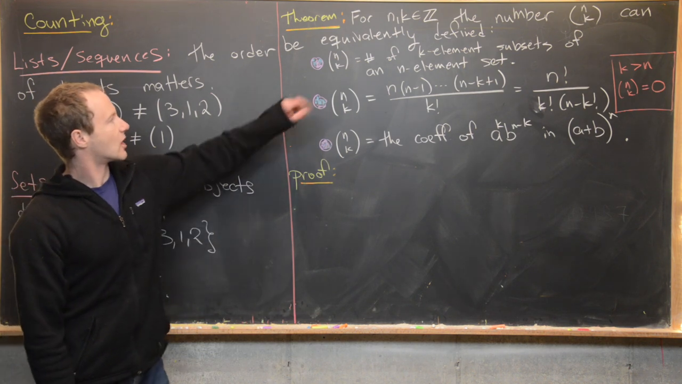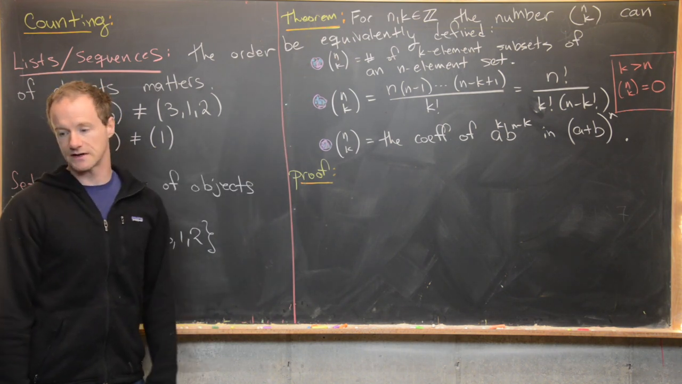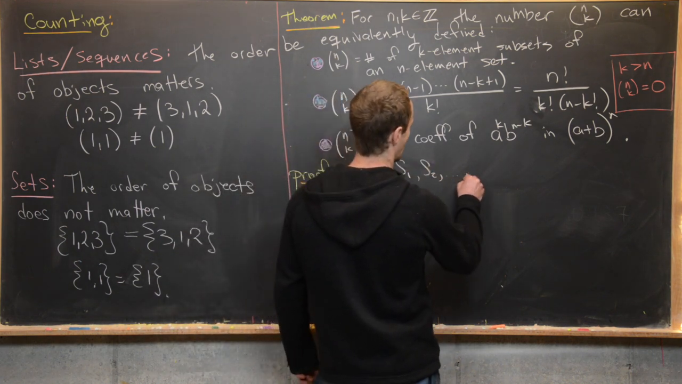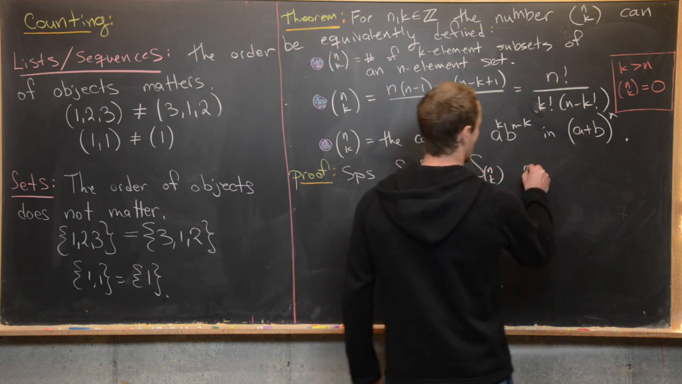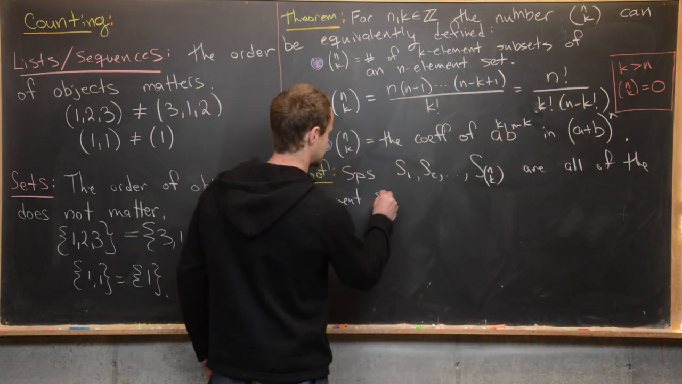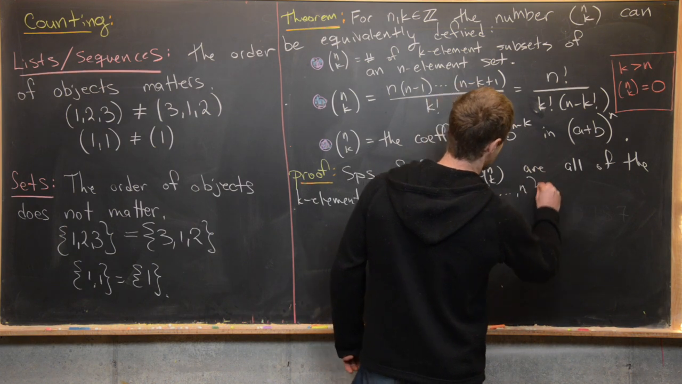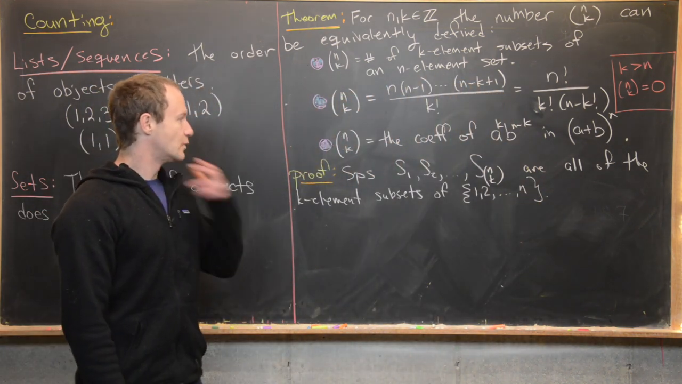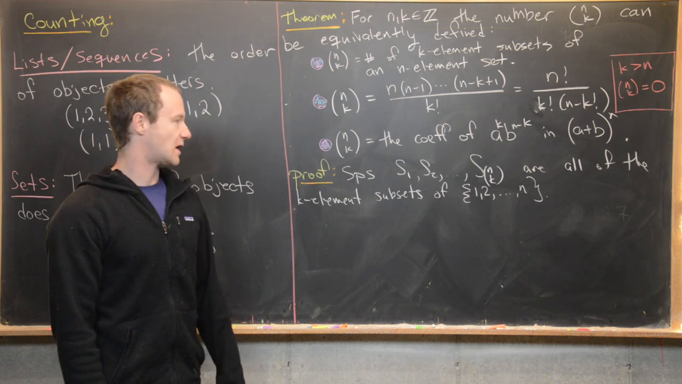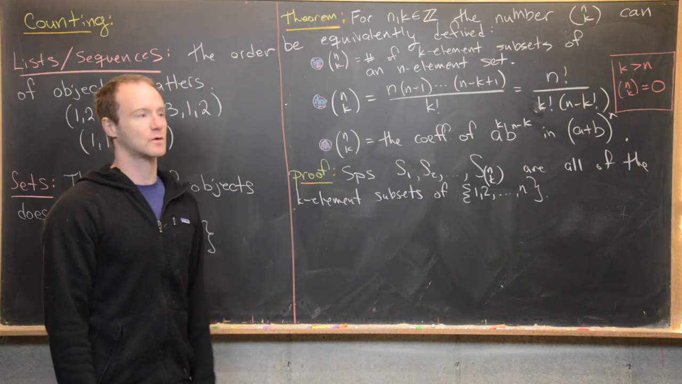Okay, so we're going to start just by going from here, this k element subset idea, to this arithmetic idea. Okay, good. So let's suppose that S1, S2, all the way up to S n choose k are all of the k element subsets of an n element set, which we might as well just use the set 1 to n to be our n element set. Now next, we want to convert each of these subsets to lists and then reorder them as many ways as possible. And notice each of these subsets has k elements, so they have k factorial reorderings.